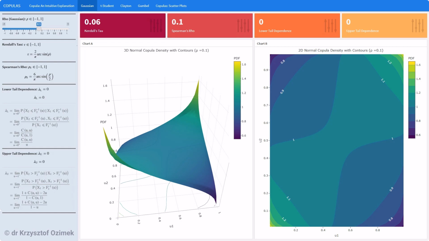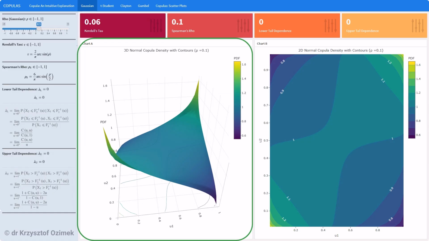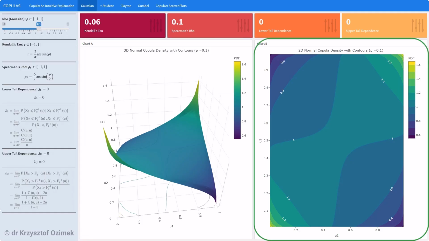We also have visualizations. Chart A shows the PDF plot, meaning the probability density function of the Gaussian copula, represented in 3D. On the right side, Chart B presents the density of the Gaussian copula in a contour plot. This is a top-down view of the copula surface, making it easier to see the levels at which PDF values are located and in which regions of U1, U2 they occur.